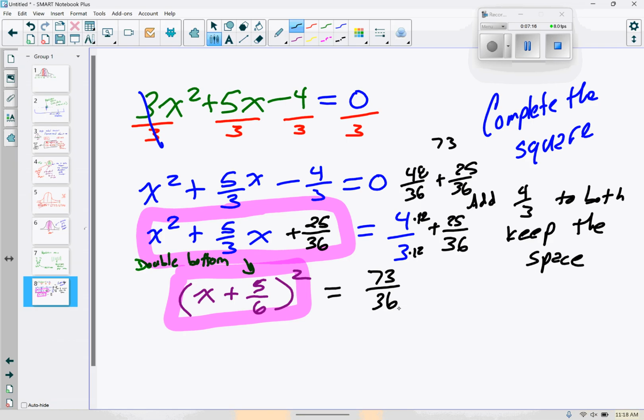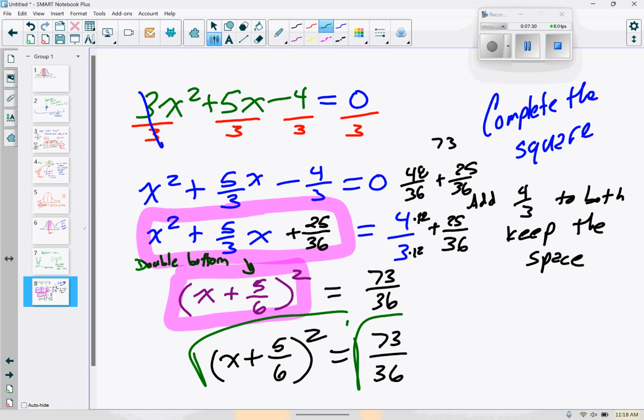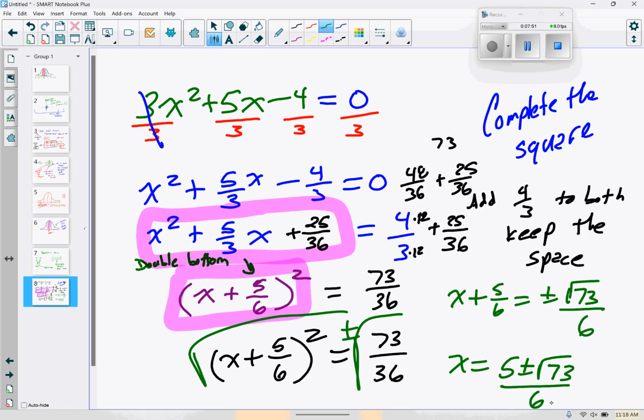Okay, so I'm going to come down the screen. So I have x plus 5 over 6, quantity squared, equals 73 over 36. I want to solve for x. Root, don't forget the plus minus. That gives you x plus 5 over 6 equals plus or minus root 73. And the square root of 36 is 6. And then subtract 5 over 6. Okay. That's the answer.